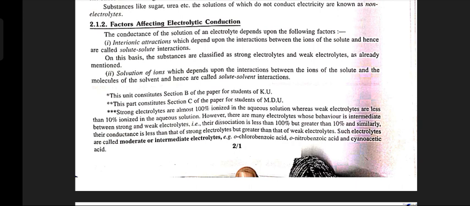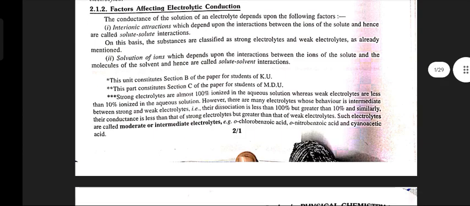The strong electrolytes are almost 100% ionized in the aqueous solution, whereas the weak electrolytes are less than 10% ionized in their aqueous solution. However, there are many electrolytes whose behavior is intermediate between a strong and weak electrolyte. Hence, their dissociation is less than 100% but greater than 10%, and similarly their conductance is less than that of strong electrolytes but greater than that of weak electrolytes. Such electrolytes are known as intermediate electrolytes. Examples: orthochlorobenzoic acid, orthonitrobenzoic acid, and cyanoacetic acid.